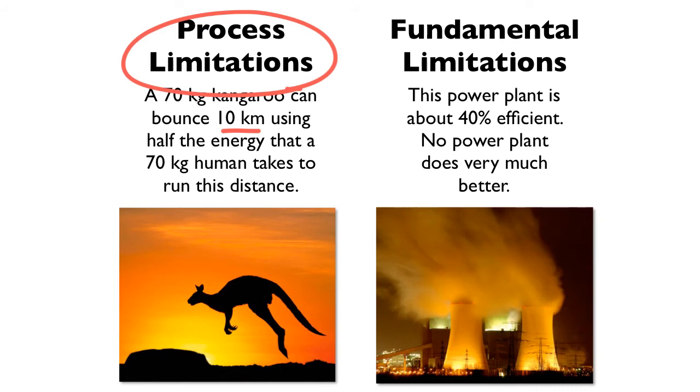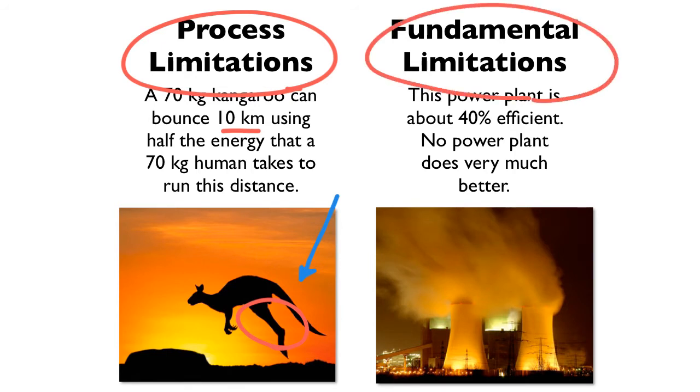Kangaroos are just more efficient than you, and it has to do with the fact that they've got energy return mechanisms in their legs. They've got stretchy tendons. So you can design, there are creatures on the earth that have very, very efficient means of locomotion, just because they have different kinds of body plans. But there's some fundamental limitations.